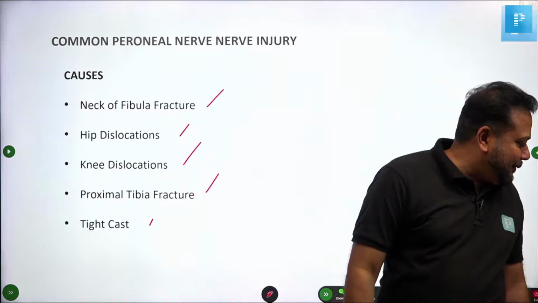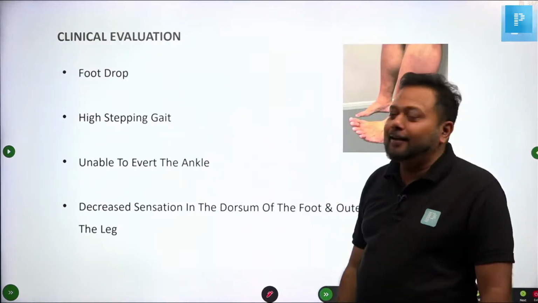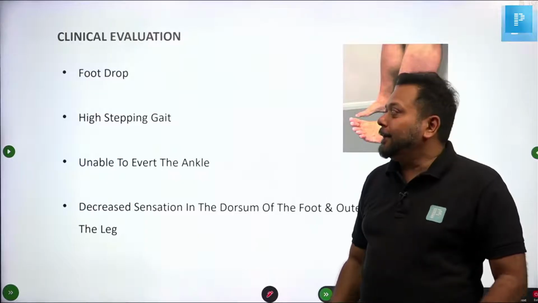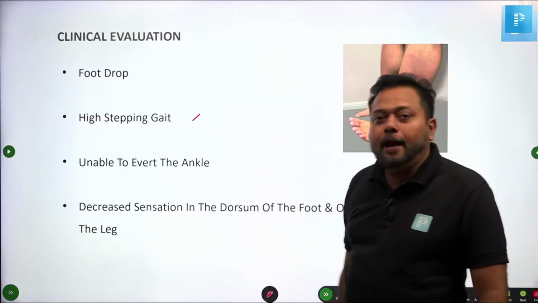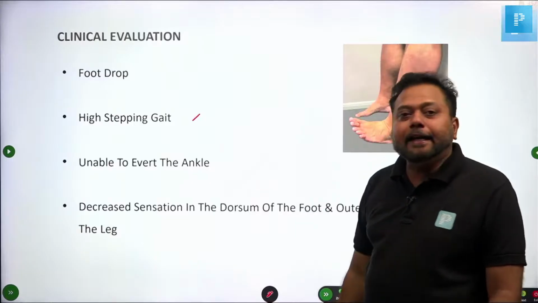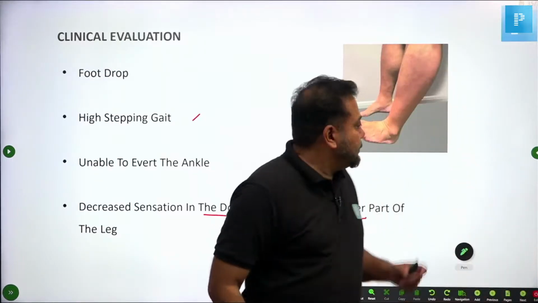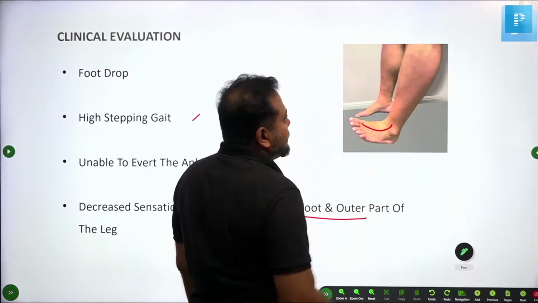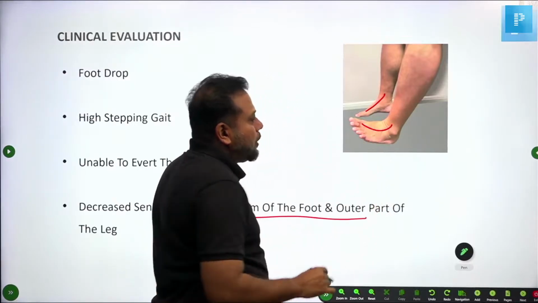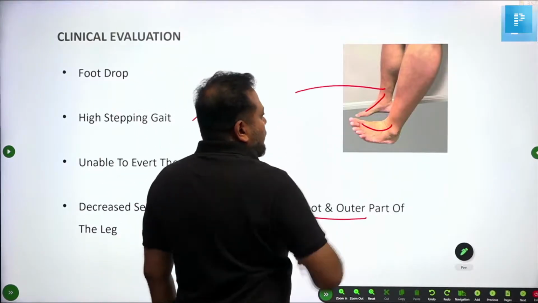Okay, very good. You see here the clinical evaluation. The patient will have a foot drop, high stepping gait, unable to evert the ankle, decreased sensation on the dorsum of the foot and outer part of the leg. You see here, the patient is able to dorsiflex. This is normal. In this limb, he is not able to dorsiflex. That is foot drop. This side is the foot drop side.